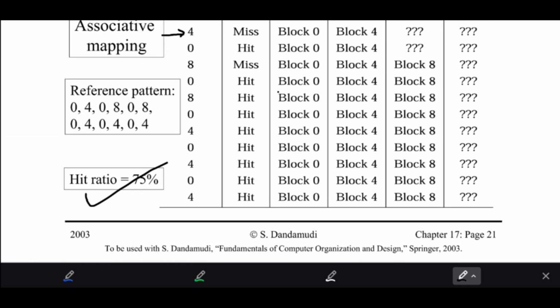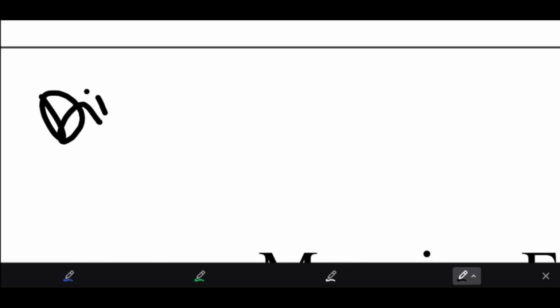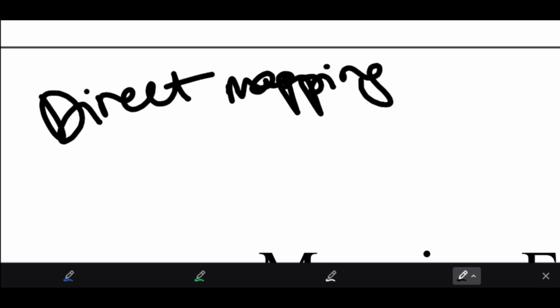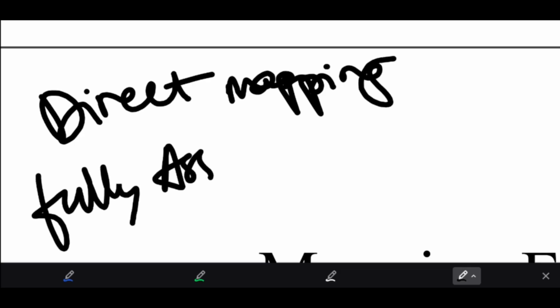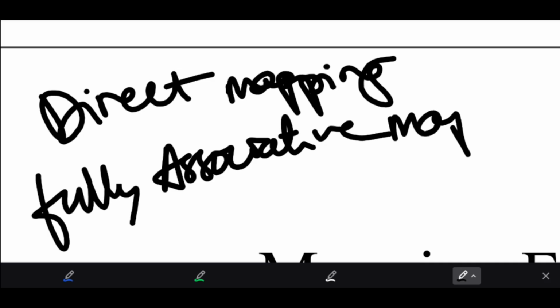We have discussed our direct mapping and fully associative mapping. In the next video we will discuss set associative mapping. Okay, thank you.